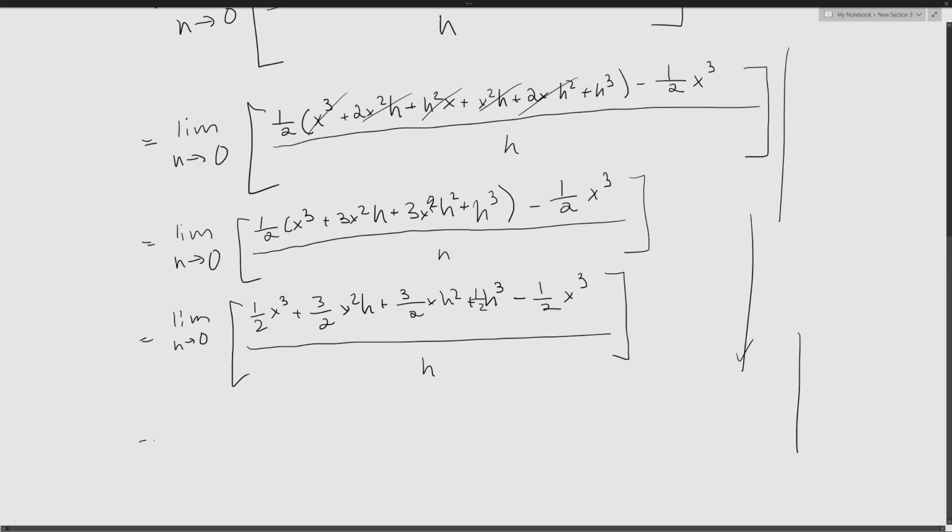If we cancel those two out, we are left with a bunch of terms that have h in them, going from h to the power 1, h squared, h cubed. Dividing that by h, we get 3 over 2 x squared plus 3 over 2 x h plus h squared over 2. Also, forgot the limit. Let's move this aside.